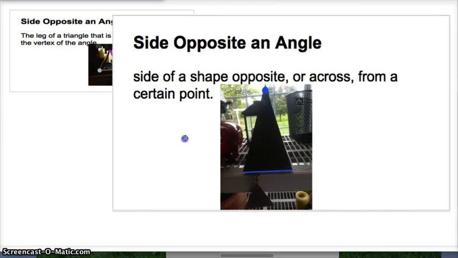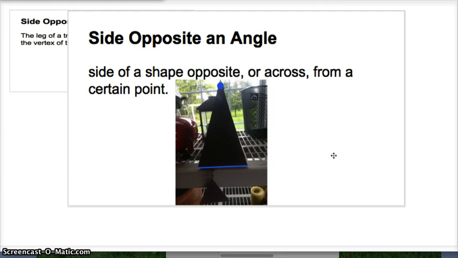These are some pictures that I had students do a couple years ago. Side, opposite, and angle says the side of a shape opposite or across from a certain point. So if you think about this angle here, this person did a nice job of illustrating the idea of a cross. I have some students that struggle with seeing that.